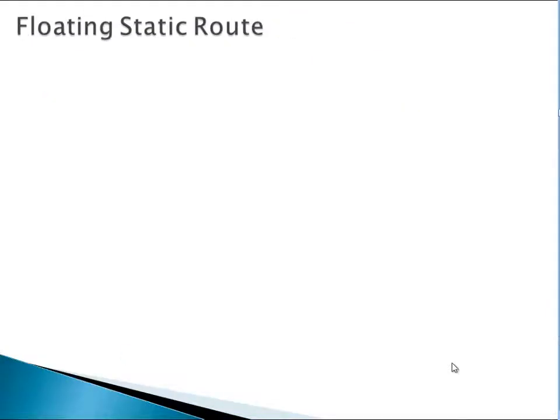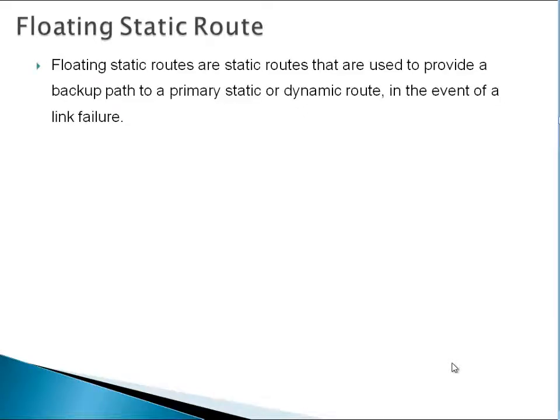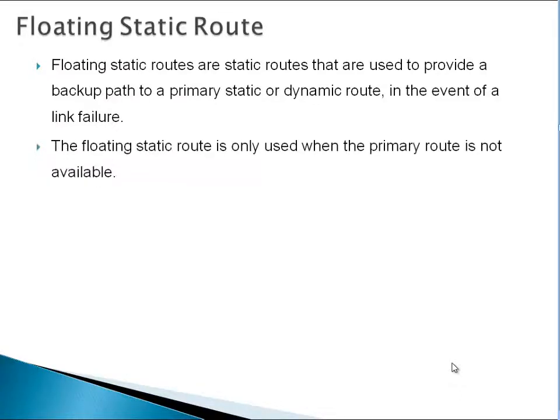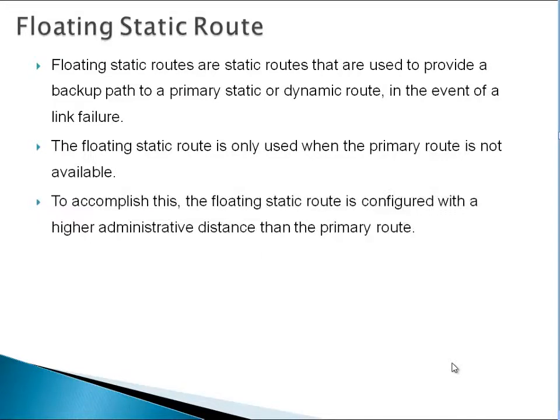Floating static routes. Floating static routes are static routes that are used to provide a backup path to a primary route, a primary static or dynamic route, in the event of a link failure. The floating static route is only used when a primary route is not available. To accomplish this, the floating static route is configured with a higher administrative distance than a primary route.